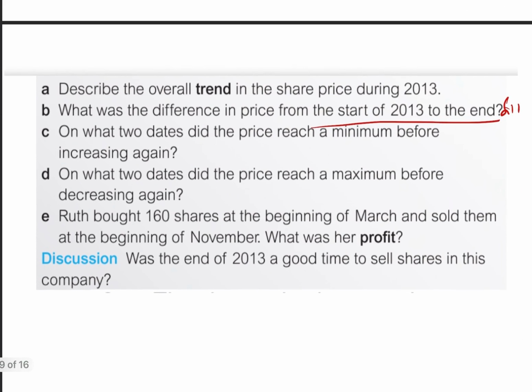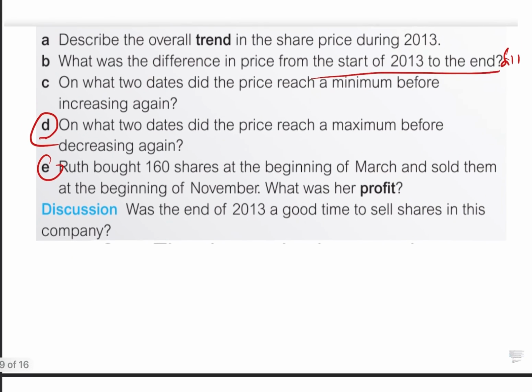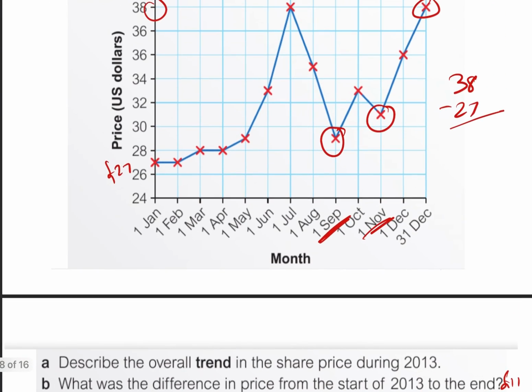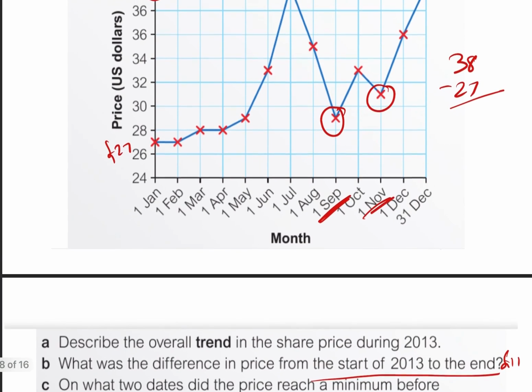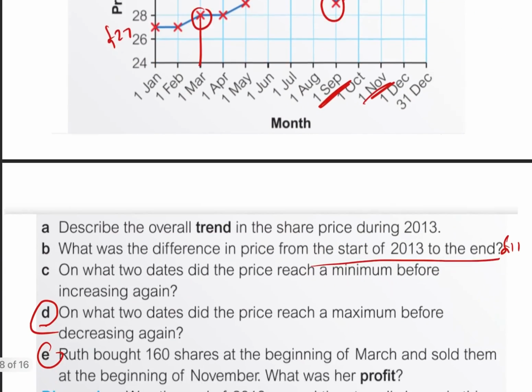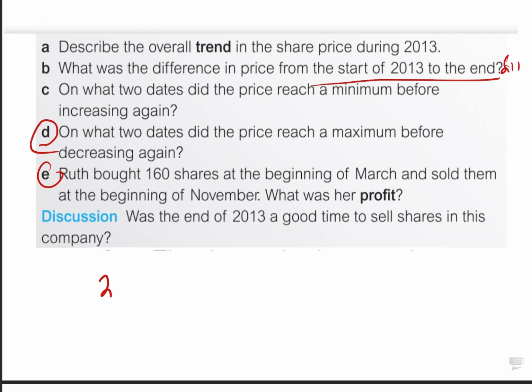Okay. Right, I want you to have a go at this one in the Google Sheets. Ruth bought 160 shares at the beginning of March and sold them at the beginning of November. What was her profit? Well, at the beginning of March, the shares cost £28 each, and we can see that here. So £28 since you got 160 shares.